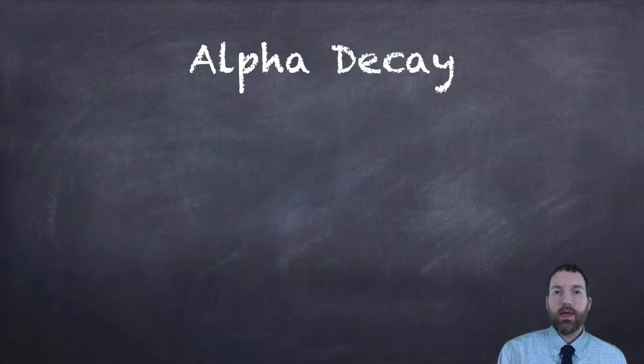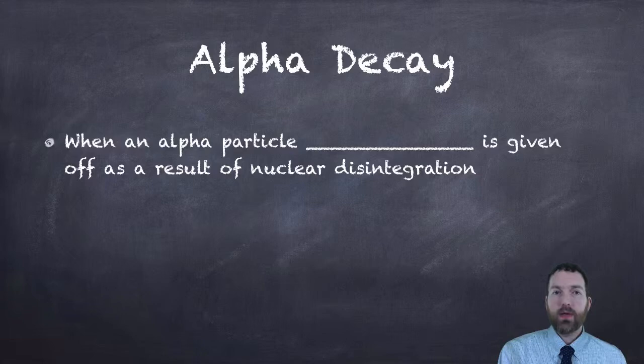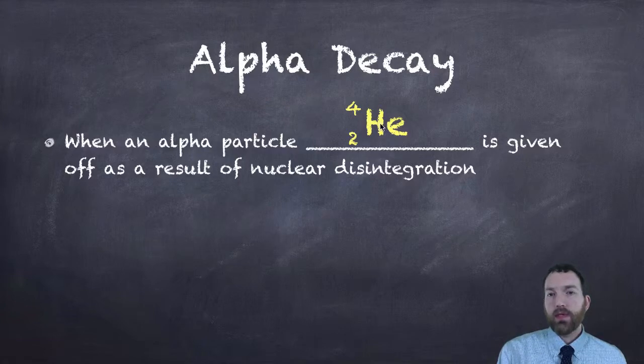So the first one we're going to look at is alpha decay. So alpha decay is when an alpha particle, and an alpha particle is written like this. An alpha particle is the nucleus of a helium atom. So it's a helium atom without any electrons. It's basically coming out of the nucleus. And alpha decay is when one of these particles is given off as a result of nuclear disintegration.